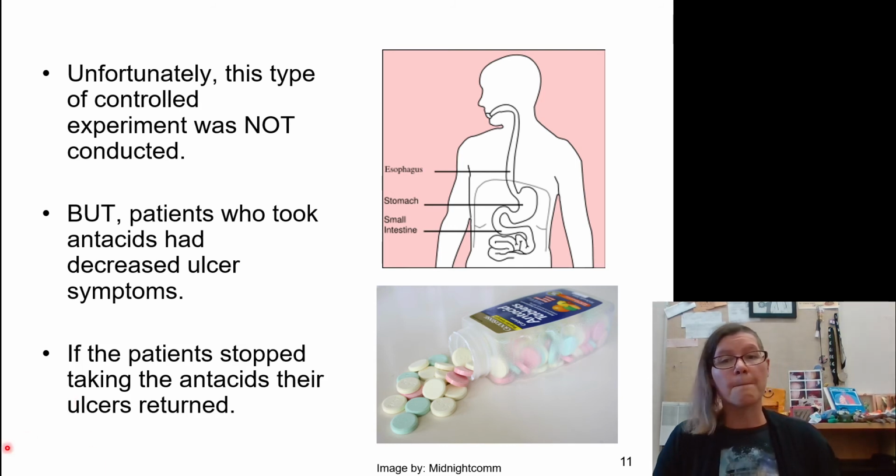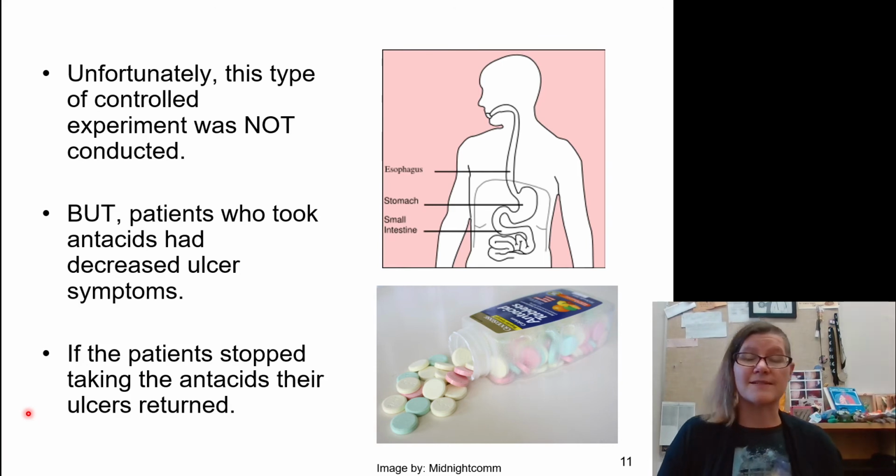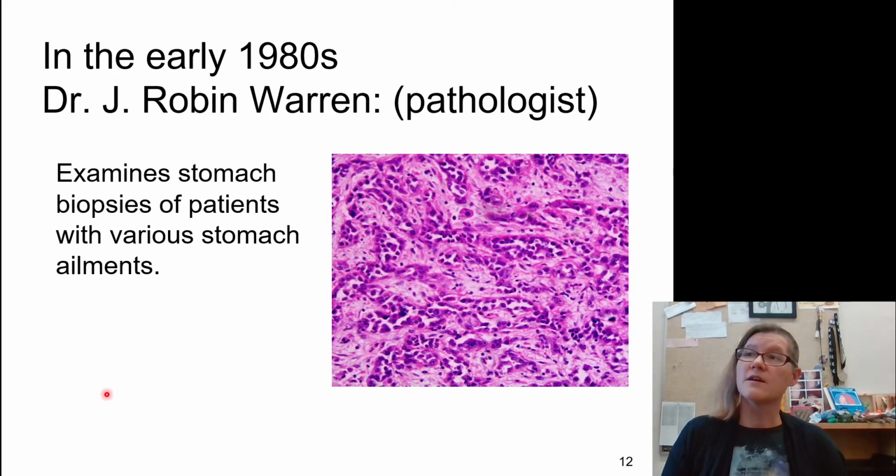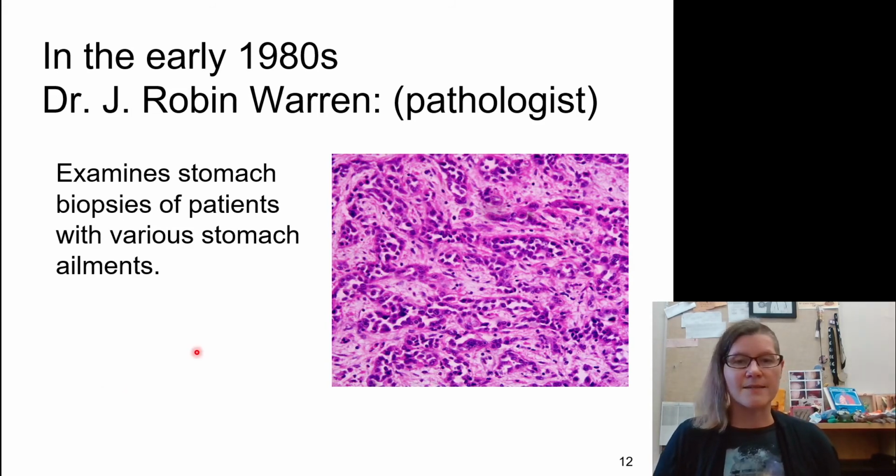All right, so let's keep examining. What are the things that a doctor who wants to understand this could do? Well, they could look in the stomach. And in fact, that is what one of the doctors did. So in the early 1980s, Dr. J. Robin Warren, who was a pathologist, decided he wanted to examine stomach biopsies of patients with stomach ailments. And so he took them, he got some good cell samples and looked them over.